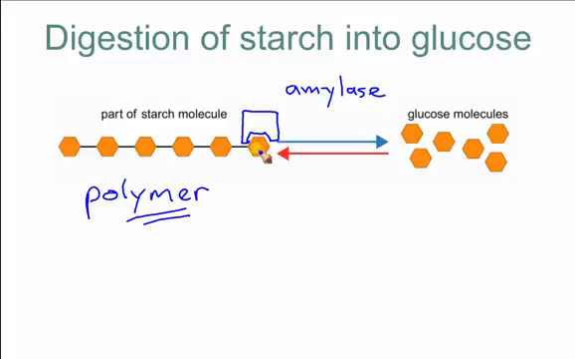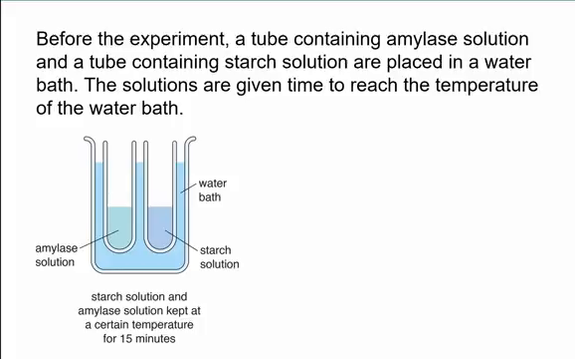So starch is the substrate, amylase is the enzyme, and the amylase can break down the starch molecule into these smaller glucose molecules, and these small molecules are known as monomers. So as you can see, we can go from a very long polymer to much smaller monomers. So let's have a look and see what's happening in this experiment. You can pause the slides, of course, to read the information.